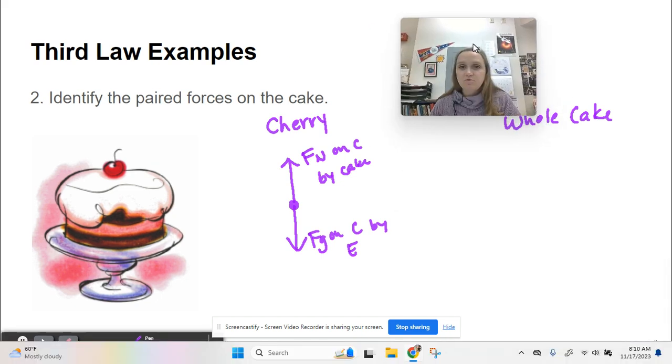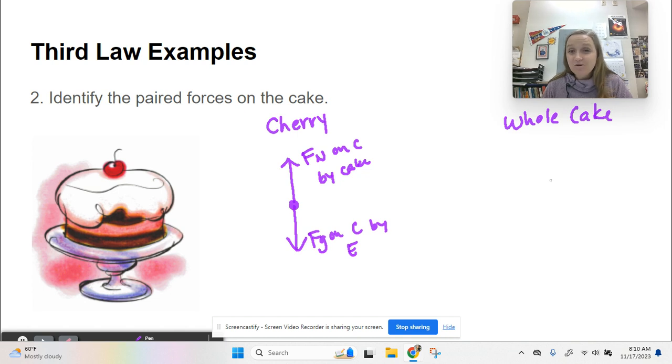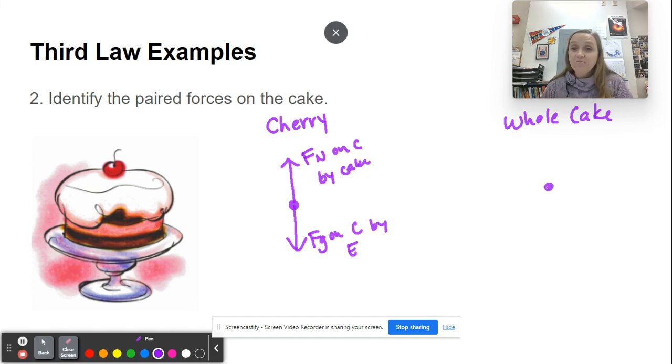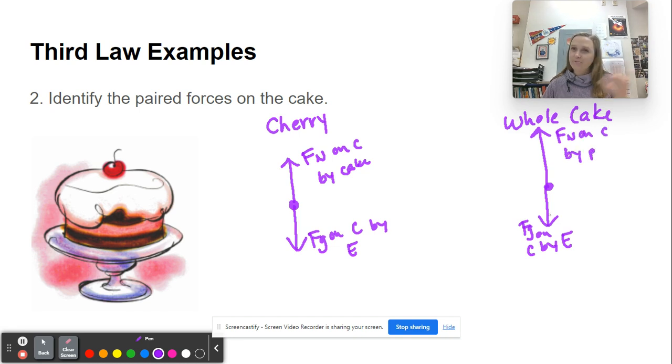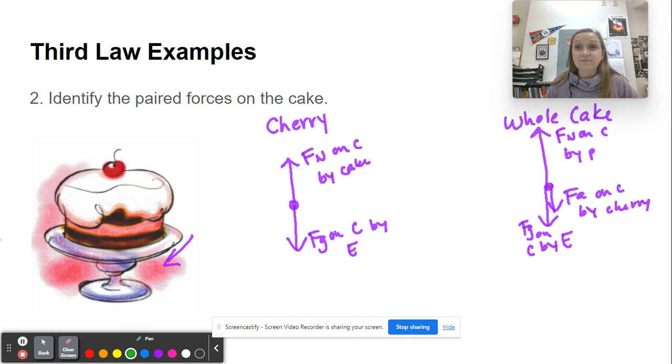Now, if we're going to do this with the whole cake, I'm going to move my face up here and draw. We've got force gravity on cake by Earth. We've got a normal force on cake by the platter or plate or whatever you call this thing below here. And then we also have an applied force on cake by the cherry. Now looking at this one, it's a little bit more complicated to decide what that paired force is.